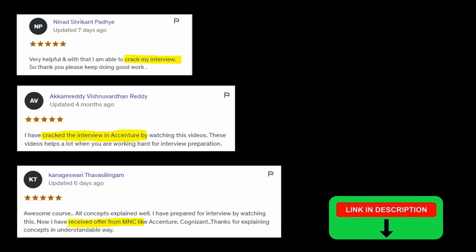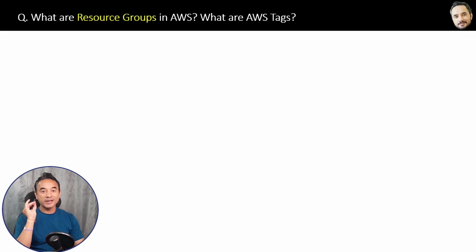Let's move to the next question. What are resource groups in AWS? What are the AWS tags? Get ready because by the end you will be able to explain this to anyone. Let's quickly understand with the help of an example.